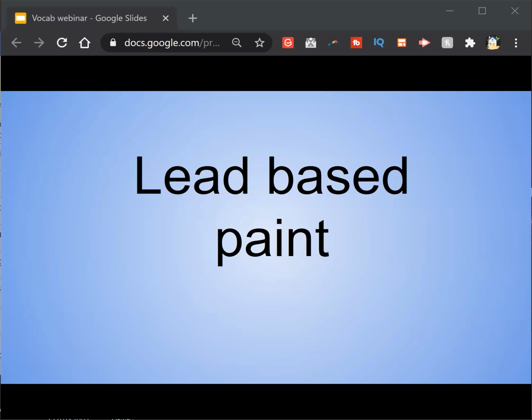So lead-based paint. What is lead-based paint? Lead-based paint is the only hazardous material that we actually have legislation for, that we would have to interact with. Legislation that we would have to commonly deal with.